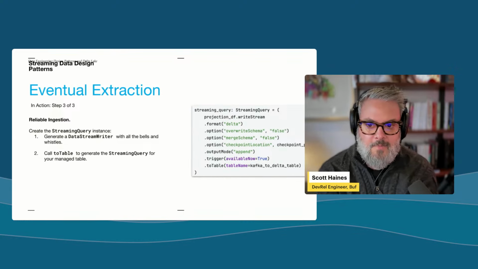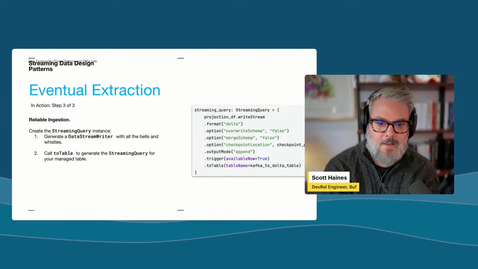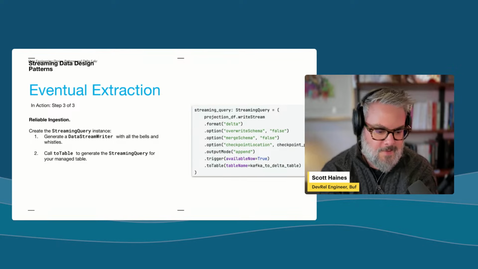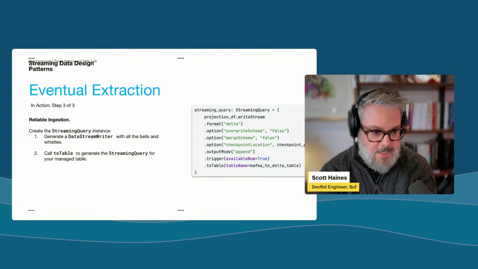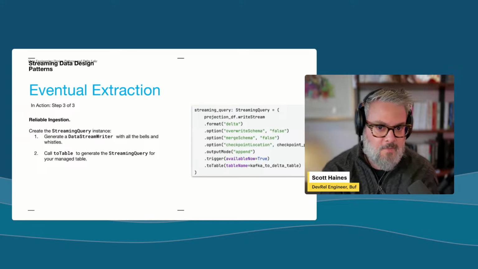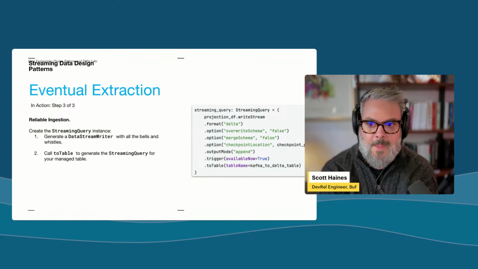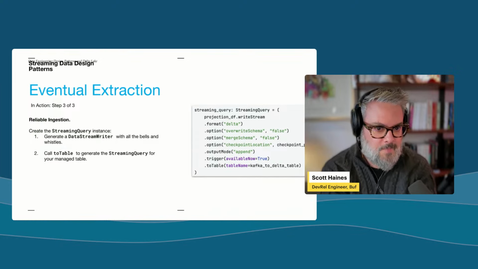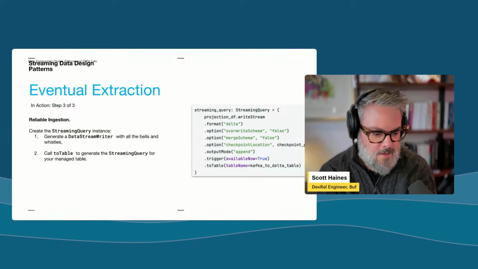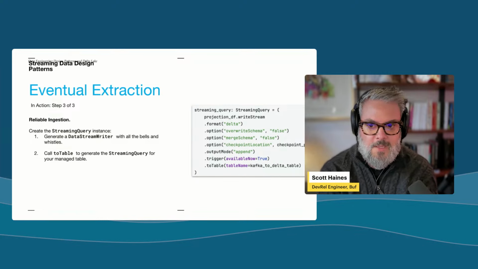So with that, we've got a data stream reader, and we're calling toTable on it. That's going to essentially write out to a managed Delta Lake table. The streaming query just allows us to monitor the behavior of that table. If we're doing availableNow triggering, this might go for 2,000 transactions. This might go for 1 or 2, but we can monitor the progress as it's actually in motion as well. And so essentially the first half of the eventual extraction pattern is all about just doing absolutely nothing and trusting your upstream data provider.